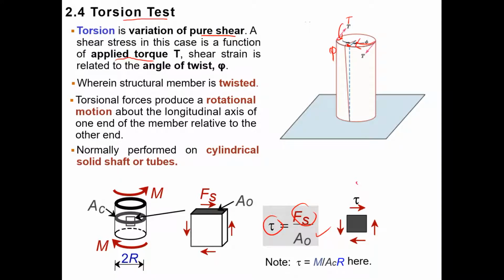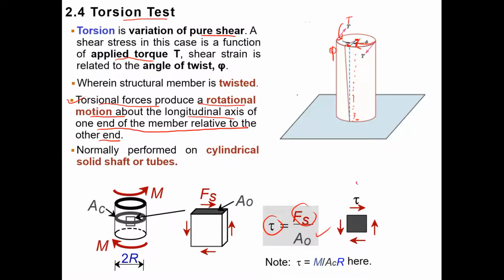Alright, so this structural member is twisted. It is twisted because we are trying to twist the material, and then the torsional force produces a rotational motion about the longitudinal axis of one end of the member relative to the other end. So this is one end, and this is another end. So it produces rotational motion about this longitudinal axis.